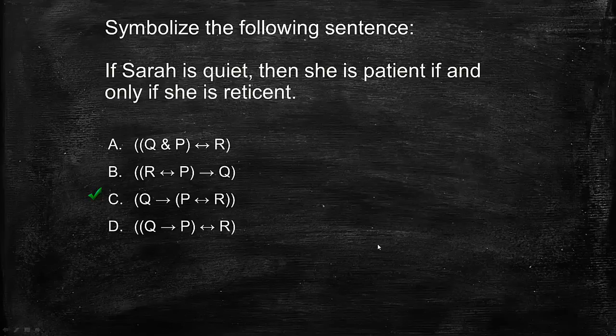I'll break my silence a little bit here on this one. You might have actually written this, and that would have made sense too. If Sarah is quiet, then she is patient, if and only if she is reticent. What that actually shows is that this comma is telling you quite a bit, right? That's how we use commas in English. So the comma actually tells you in English where the parentheses go. Okay, that's it.